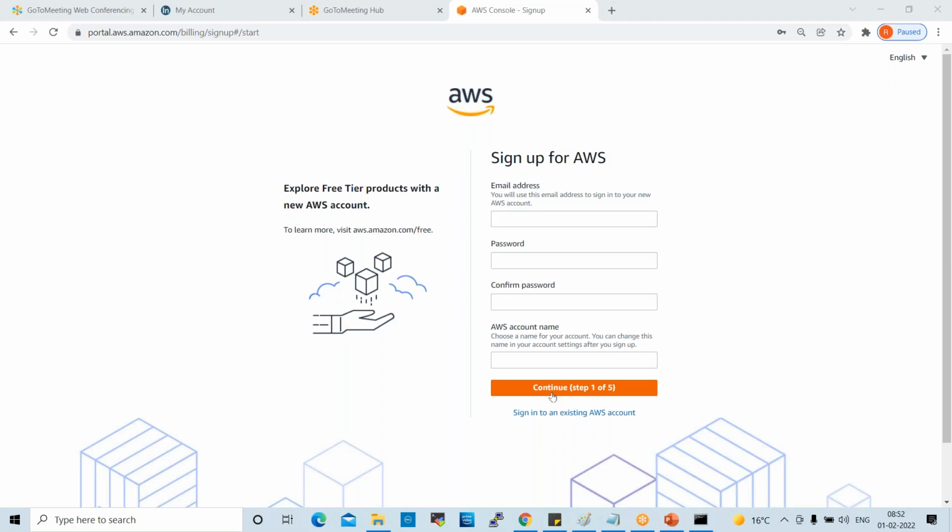They give some limitation of services. You can use 750 hours of servers, 30 GB of storage, some 50 hours of networks, like that. Within those limitations we have to use the services. I'll show you how to use that. If you use beyond the limits, what will happen?